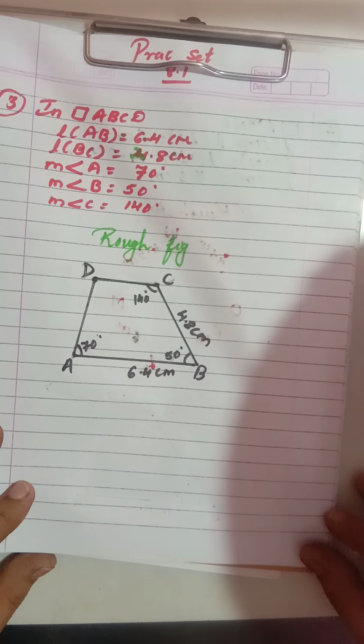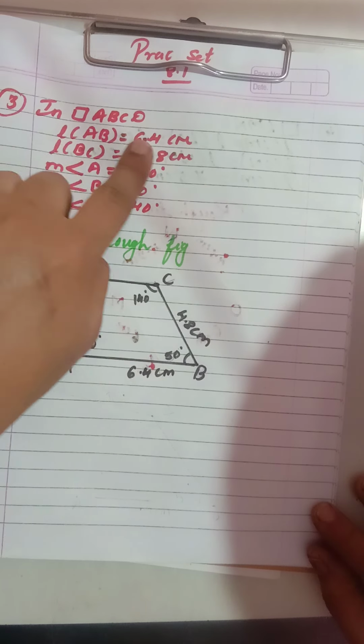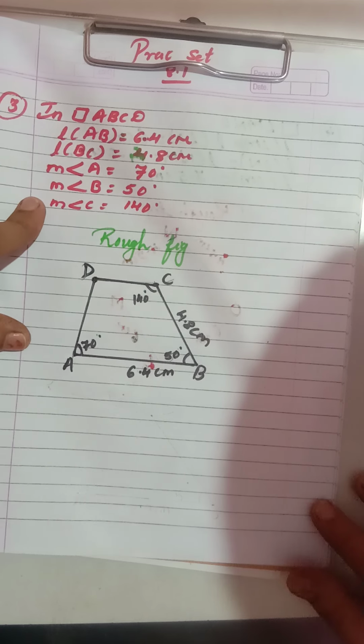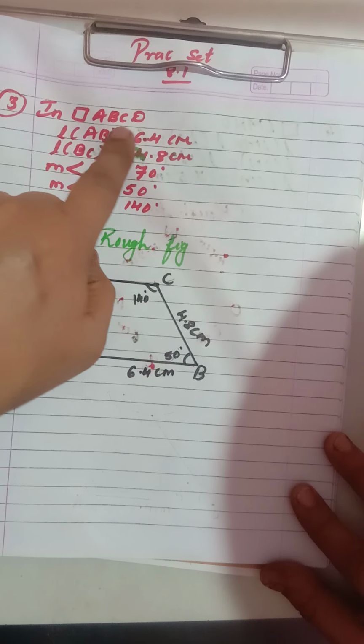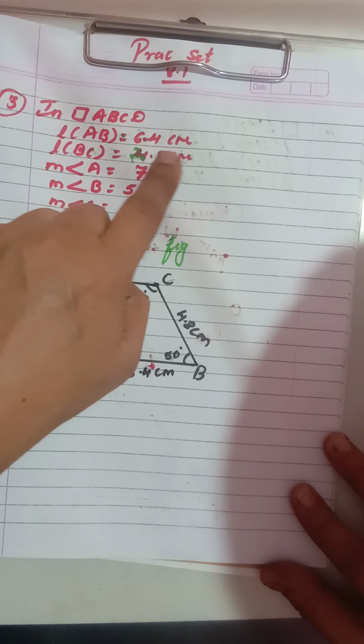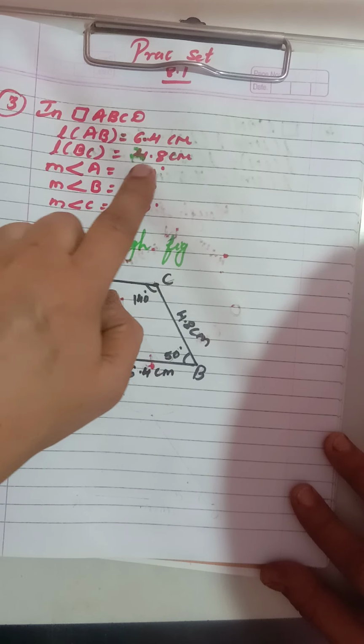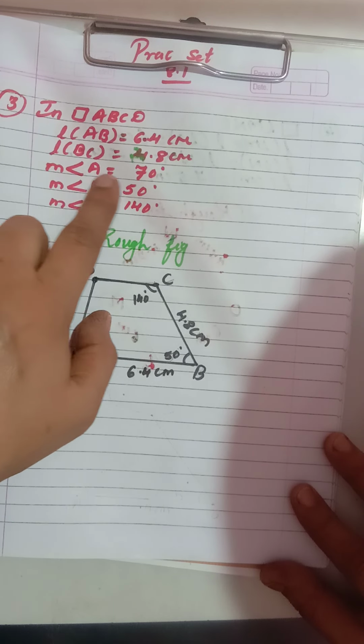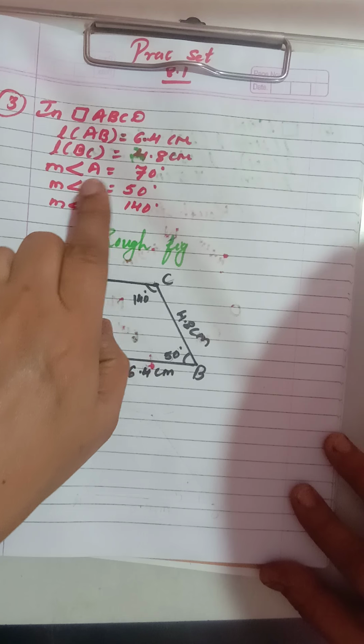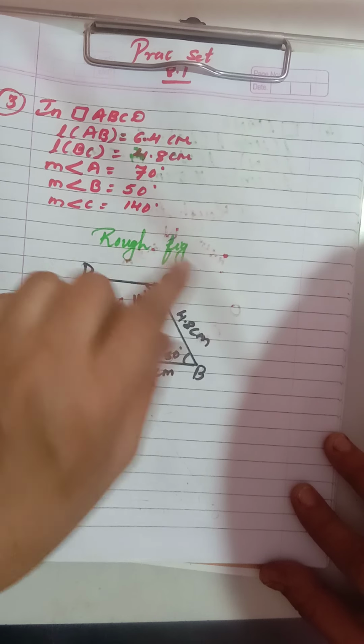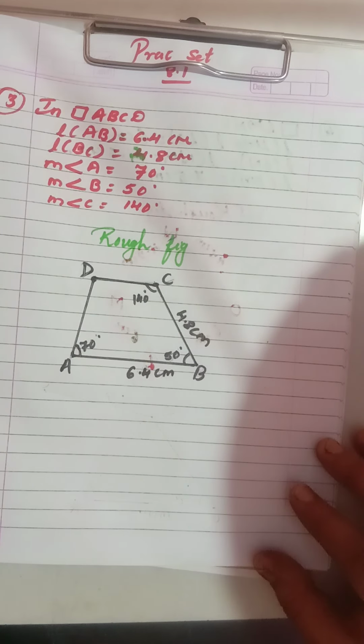Question number 3 is: in quadrilateral ABCD, what is given I have already written so that we don't waste time. In quadrilateral ABCD, length of AB is 6.4 centimeter, length of BC is 4.8 centimeter, measure of angle A is 70 degree, angle B is 50 degree and angle C is 140 degree. This is given to us.